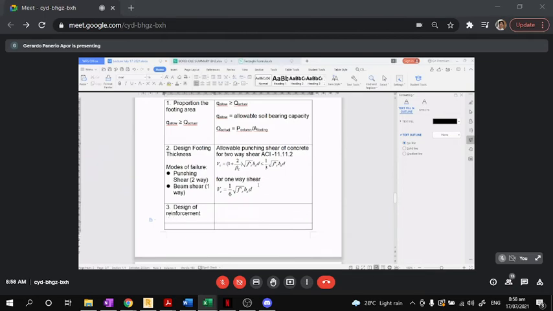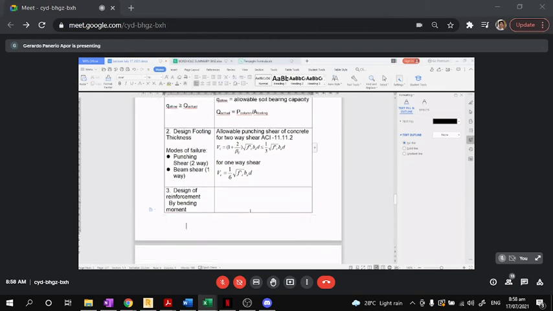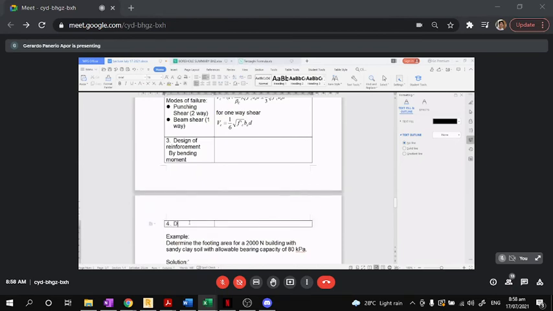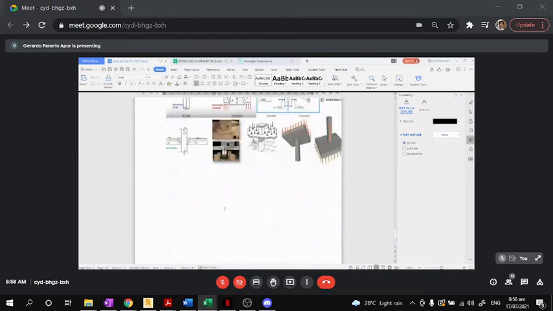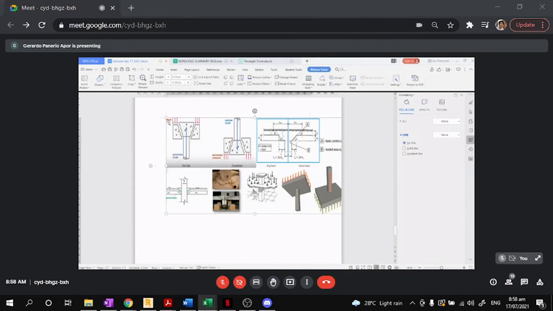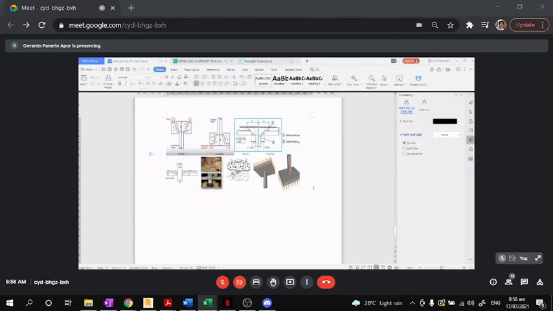How? By bending moment. Then number 4 is detailing, which is the drawing. That is no longer design, it is the drawing. So for the design of the moment, you design for bending.